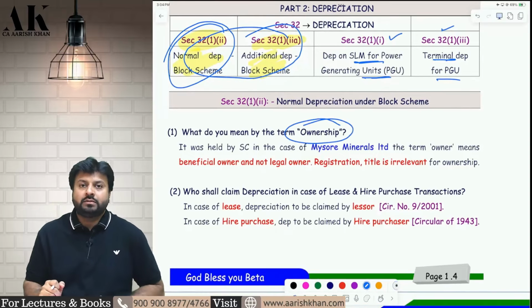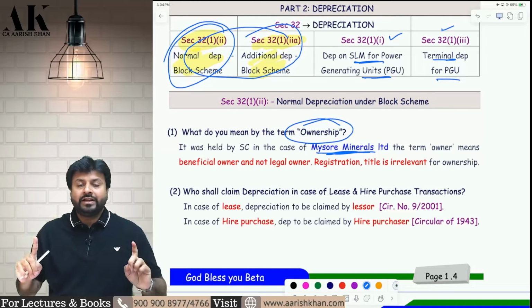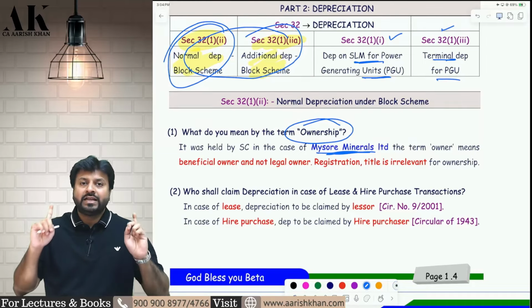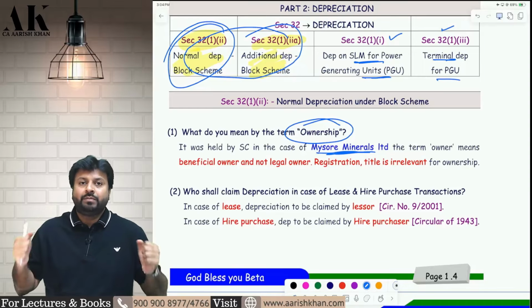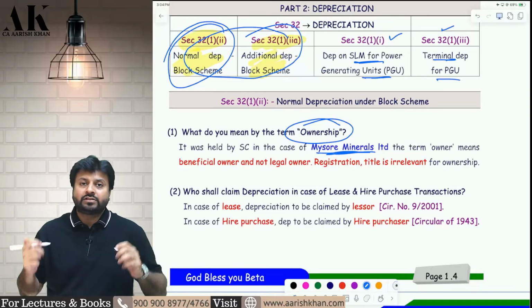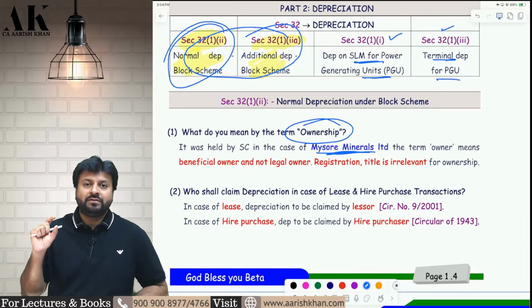What do you mean by the term owner? The term ownership unfortunately is not defined under the income tax law. Therefore, we have to go to the Supreme Court judgment of Mysore Minerals Limited, which says that owner means beneficial owner and not legal owner. What is relevant is that you need to be the beneficial owner of the asset and not the legal owner. You may not be the owner on paper, that is okay, but if you have the right to use the asset, that is an owner. I hope it is clear to all of you. Just remember this line: owner means beneficial owner and not legal owner. Registration and title are not relevant.